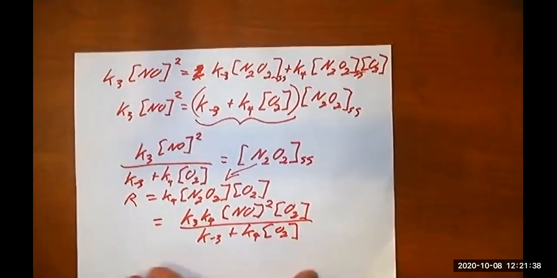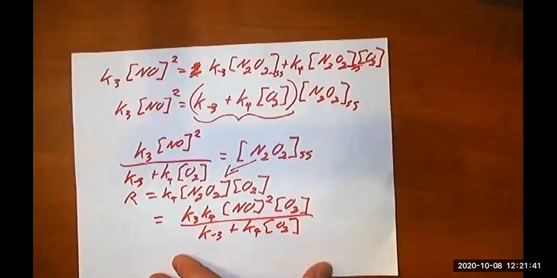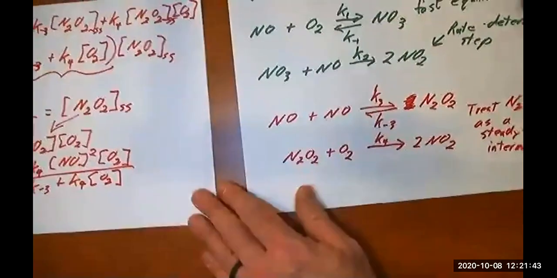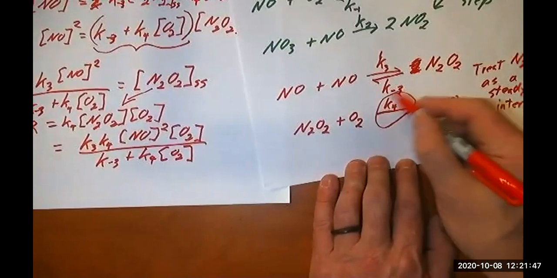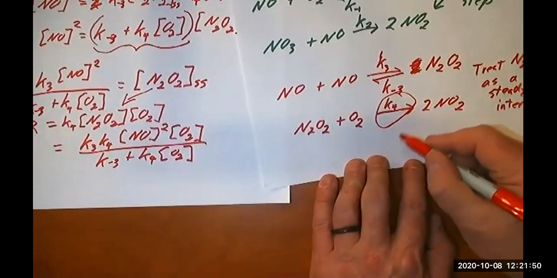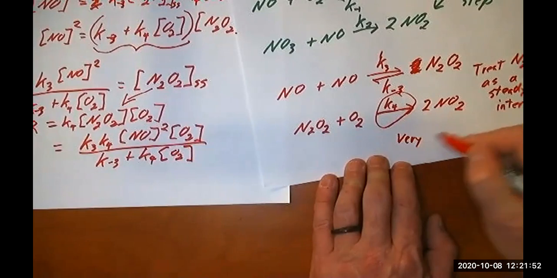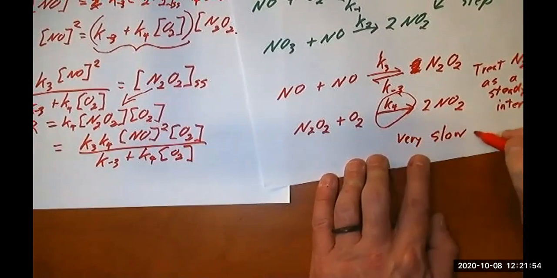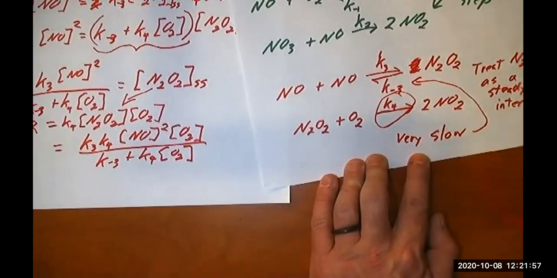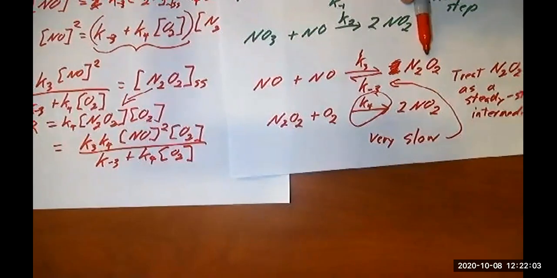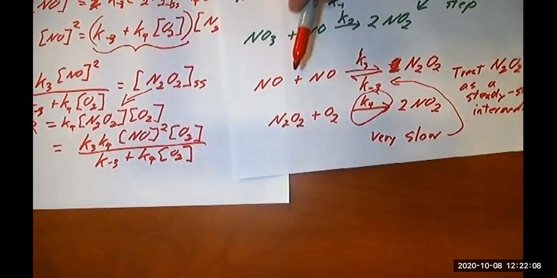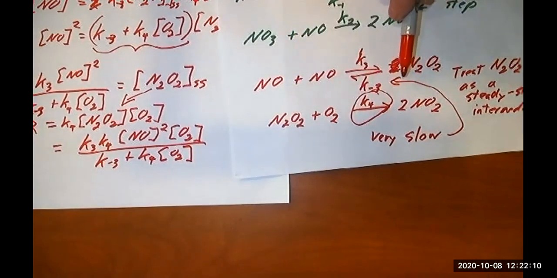Now, another piece of information that you would be given as part of this problem would be that this step here is very slow compared to this step here, meaning that whenever the N2O2 is made, most of the time it goes right back to NO, but only occasionally goes this way. Okay.